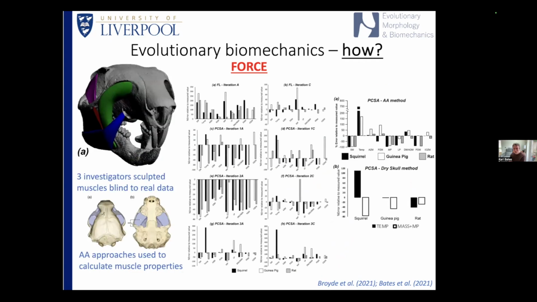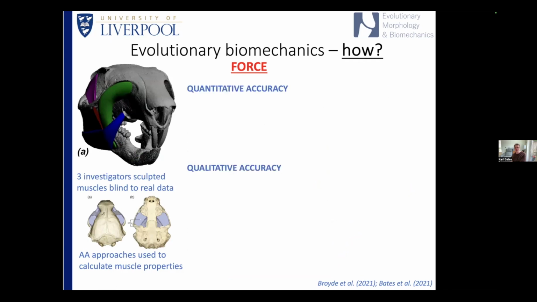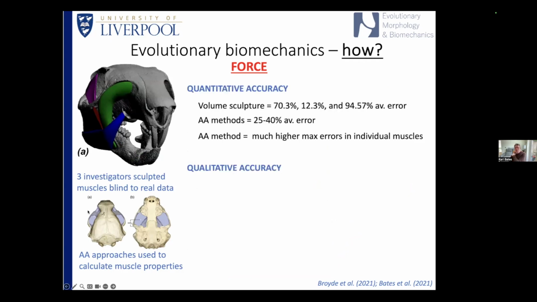What we found is an awful lot of results, which I cannot possibly go into here. I've referenced the papers here in case anyone's interested, so I'm just going to do a horribly quick summary of the results. So in terms of quantitative accuracy, what we found was that volume sculpture, so these volumes that people sculpted to mimic the real muscles, were highly variable. Two of the investigators that did it got average errors of 70% and 94% across their muscles. One of them was much better and averaged 12% error.